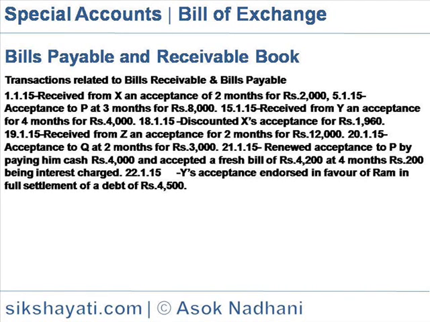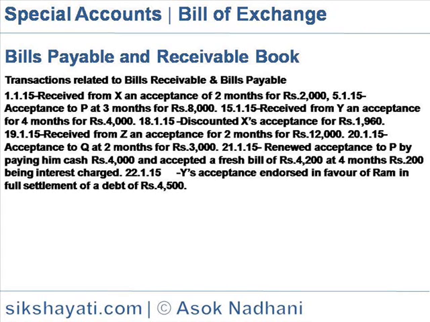Transactions related to bills receivable and payable. 1st January 15, received from X an acceptance of 2 months for rupees 2000. On 5th January, acceptance to P at 3 months for rupees 8000. On 15th January, received from Y an acceptance for 4 months for rupees 4000. On 18th January, discounted X's acceptance for rupees 1960. On 19th January, received from Z an acceptance for 2 months for rupees 12,000.